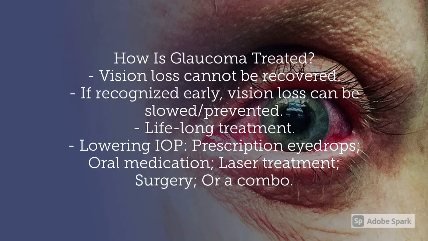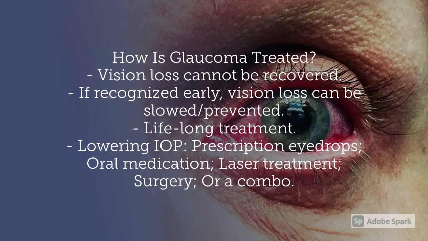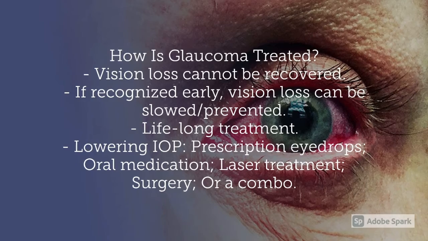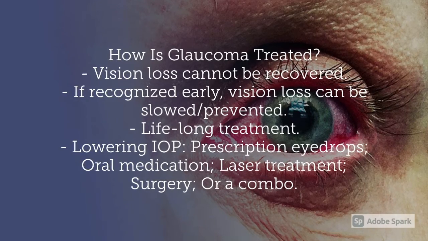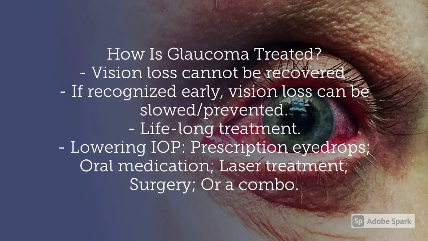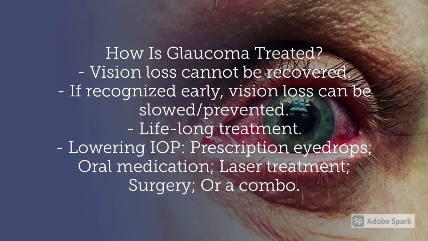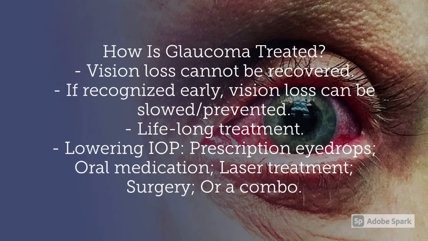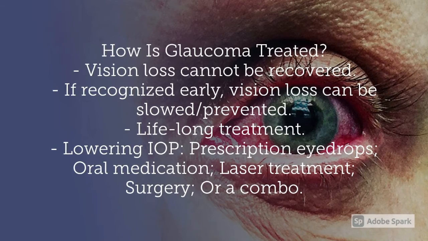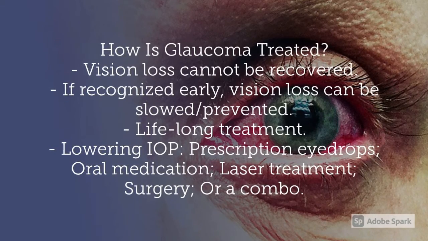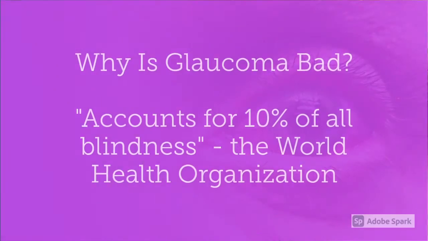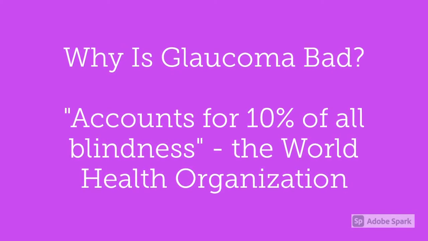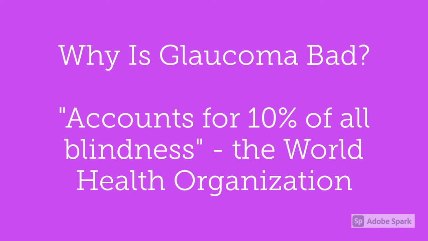Unfortunately, the vision loss caused by glaucoma cannot be recovered, although if it is recognized early, vision loss can be slowed or prevented, although this induces a lifelong treatment of glaucoma. This is done by lowering the intraocular pressure by using prescription eye drops, oral medication, laser treatment, surgery, or a combo of all of these. Why is glaucoma bad? Glaucoma accounts for 10% of all blindness, according to the World Health Organization.